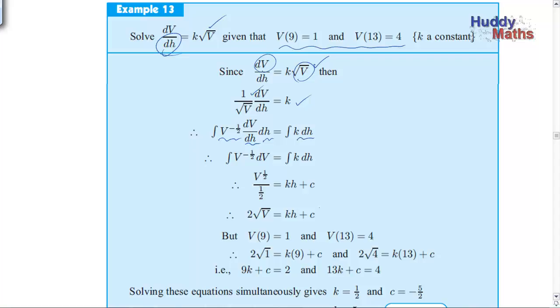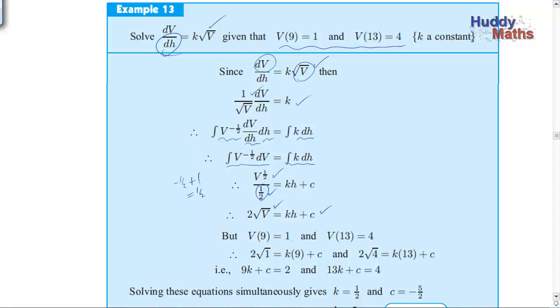So that's our variable. So this becomes the integral of v to the neg half with respect to v, and integral of k with respect to h. Okay, so increase the power by 1, neg a half plus 1 is a half, I nearly wrote the answer. Increase the power by 1 is a half, divided by new power, so that inverts and multiplies, becomes 2 root v is kh plus c.